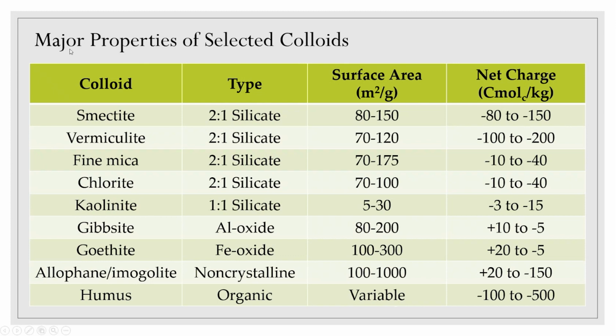All right, so just to look at some of these major properties, here is our silicate type. Remember that we're really only going to be focused on at least these 2-to-1 silicates and this organic. So notice that this humus has the greatest overall net charge, and this is in centimoles of charge per kilogram. So -100 to -500, meaning that it can hold on to up to 500 positive charges.